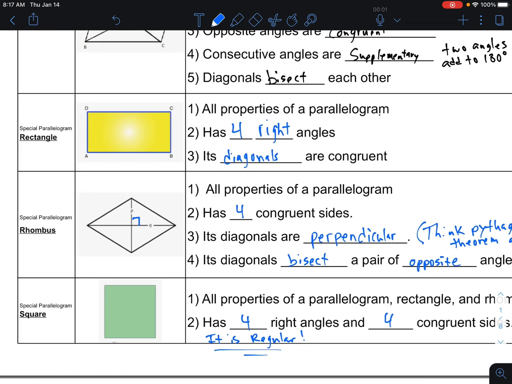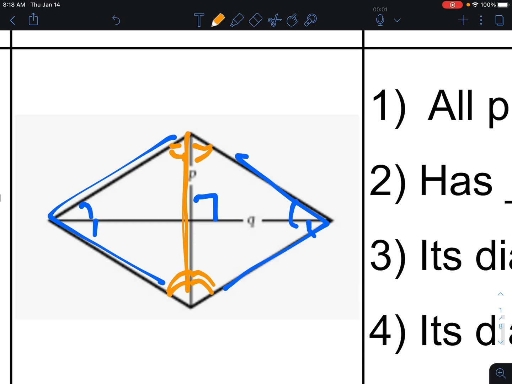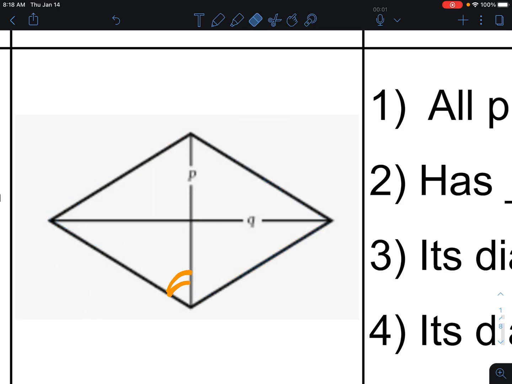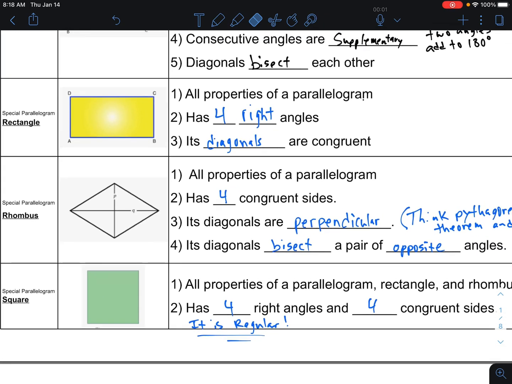And its diagonals bisect a pair of opposite angles. So this angle here gets split in half. This angle over here gets split in half. Likewise, from this diagonal here, these angles get split in half, and those angles get split in half. So we got a lot of equal right triangles as we go through. And then a square is just everything listed above. It is a parallelogram. It is a square. It is a rectangle. It is a rhombus, which makes it regular because it has 4 right angles. All angles are the same. All sides are the same.